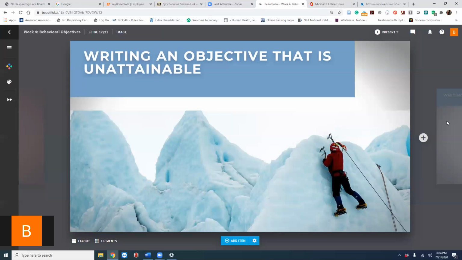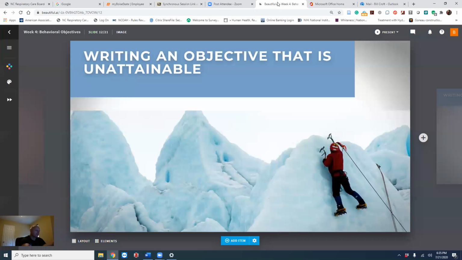What's unattainable? Give me an unattainable objective. What do you think would be unattainable to achieve? Or does unattainability depend upon the time frame that you're dealing with as well? So give me one that you might think might be unattainable. I know one would be an objective like, student will understand the pathophysiology of a disease, because understand is not really measurable.